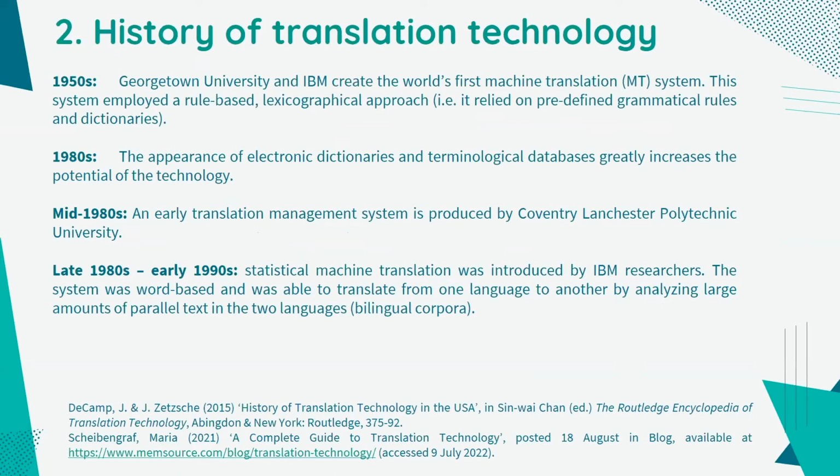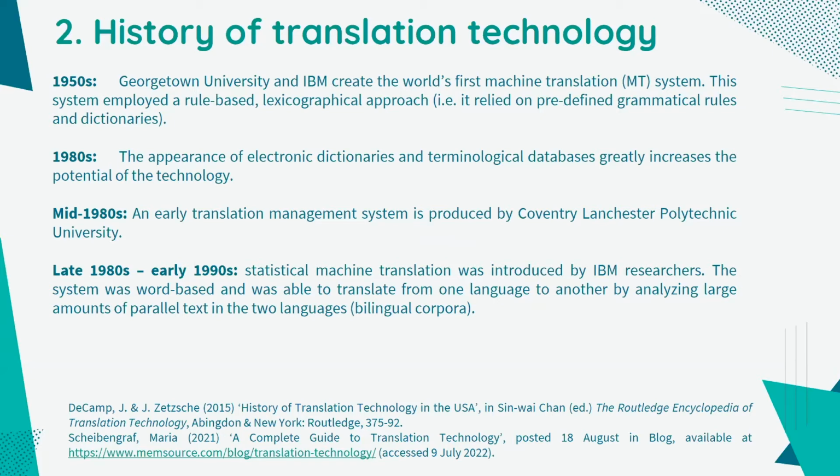Now, let's take a look at the history of its development. As early as the 1950s, Georgetown University and IBM created the world's first machine translation system. It employed a rule-based lexicography approach, which means it relied on predefined grammatical rules and dictionaries. And in the 1980s, the appearance of electronic dictionaries and some major terminological databases greatly increased this technology.